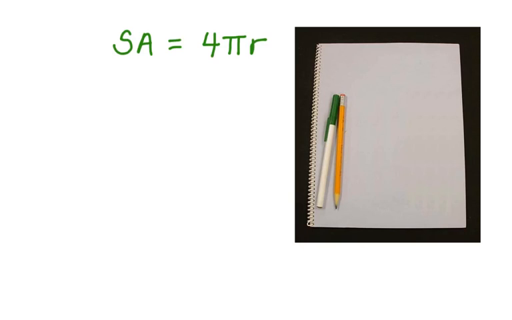How do we find the surface area of a sphere? The surface area being the outer covering of that sphere. Well, to do this, we can use a formula. We can say that the surface area of a sphere is found by multiplying 4 times pi times the radius squared. Write this down in your notebook.